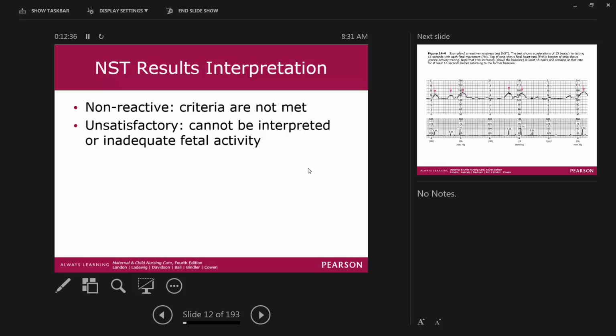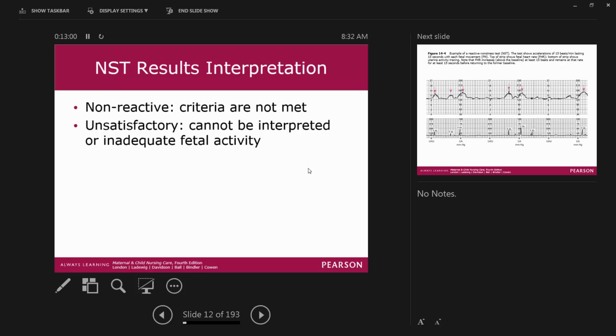If we do not pass the test, if baby actually fails the test, we have a non-reactive, non-stress test. Say that again. We have a non-reactive, non-stress test.